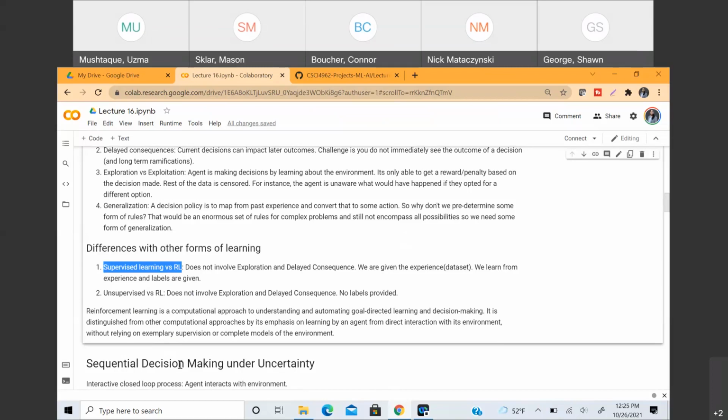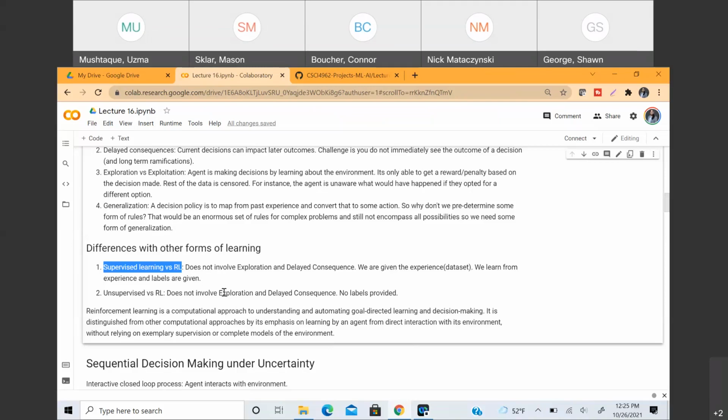Then in unsupervised learning, you're trying to determine some patterns in your data. Again, it does not involve exploration or delayed consequences because you already have some model. If a new data point comes in, you just want to know where it lies with respect to the existing model. In which cluster does it lie? How far away is it from an existing cluster, and so on.